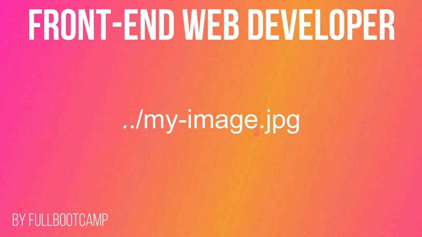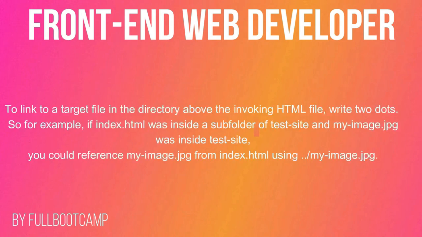So for example, if index.html was inside a subfolder of test site and my image.jpg was inside the test site, you could reference my image.jpg from index.html using ../my image.jpg. You can combine this as much as you like. For example, subdirectory, another subdirectory, and then my image.jpg. For now, this is about all you need to know.